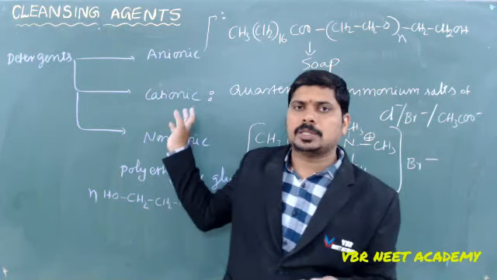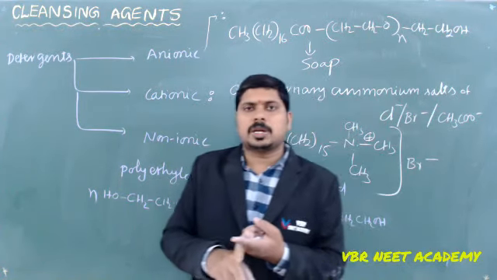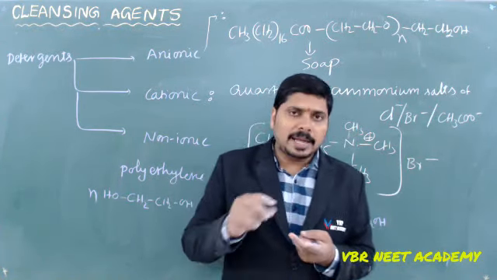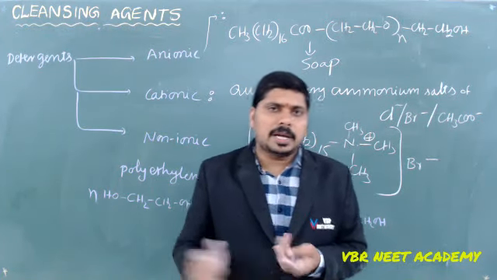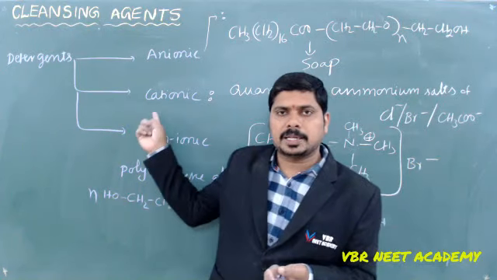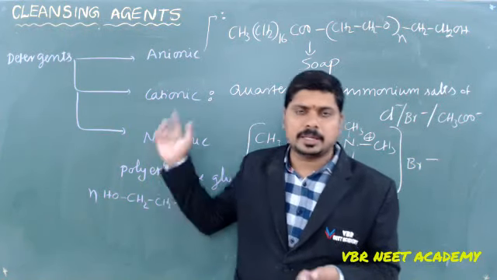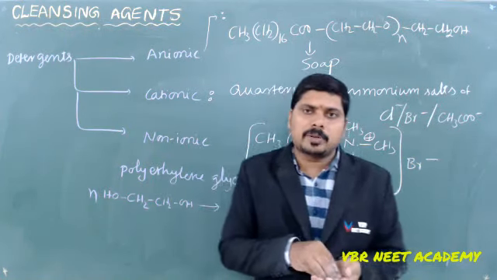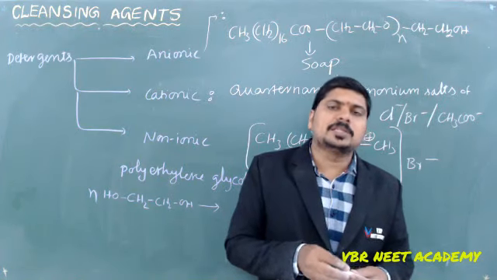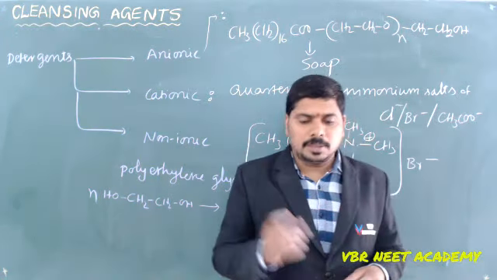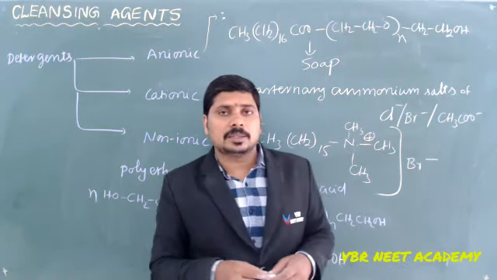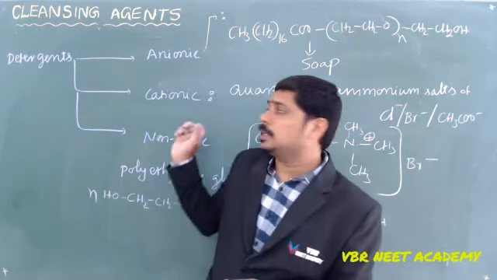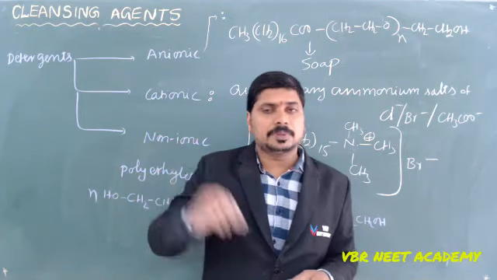Similarly, today we discussed toilet soap examples, transparent soap, shaving soap, and examples for anionic detergent, cationic detergent and non-ionic detergent. If you prepare one table, it will be easier for us to remember. And next we are going to take polymers, and today is the end of chemistry in everyday life.